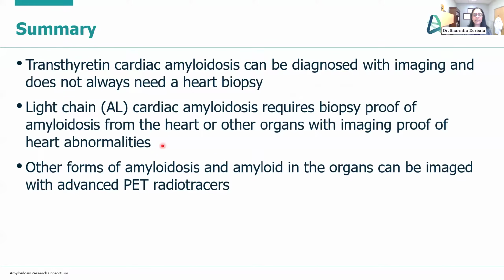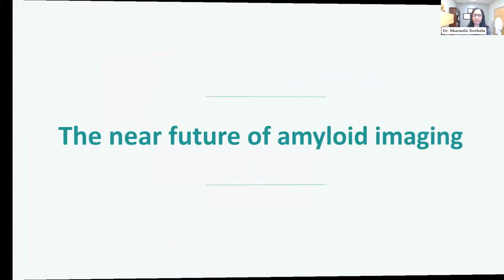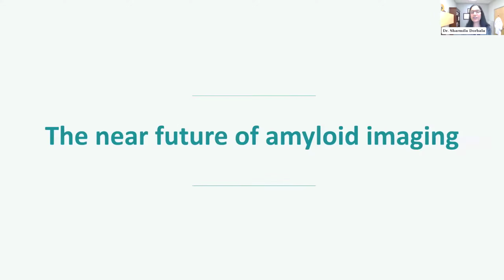So this part summary: transthyretin amyloid may not need a heart biopsy as you saw in the first case. AL amyloid requires biopsy proof, as you saw in the second illustration where we did a fat pad biopsy and then we did MRI to show heart was affected. And in the third person, we found another form of amyloid and amyloid in the various organs using these advanced PET tracers. So what's in the near future?